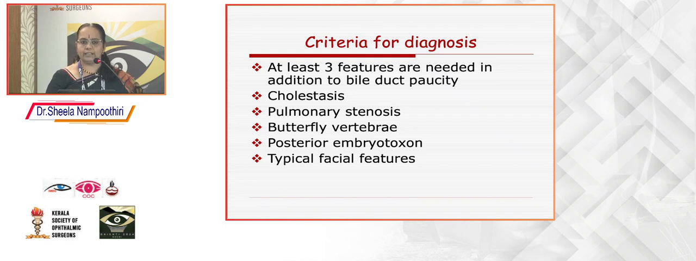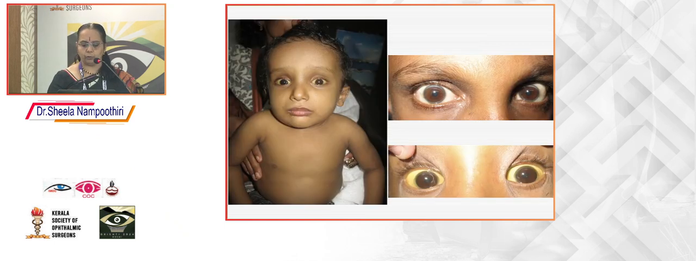One is cholestasis. They will be presenting with severe cholestatic jaundice, pulmonary stenosis, butterfly vertebrae, which you can identify by taking an X-ray of the chest with abdomen, posterior embryotoxon, and typical facial features. I will show you the picture. You can see that the child is deeply jaundiced, and this is the very broad forehead, and the child is having a very prominent nose and a pointed chin.